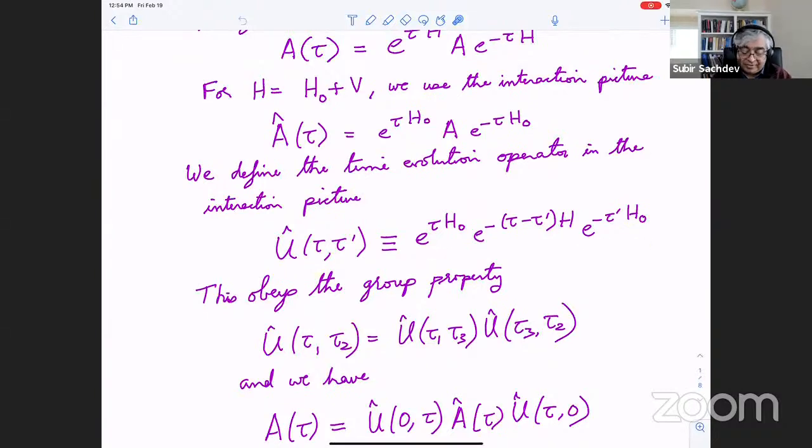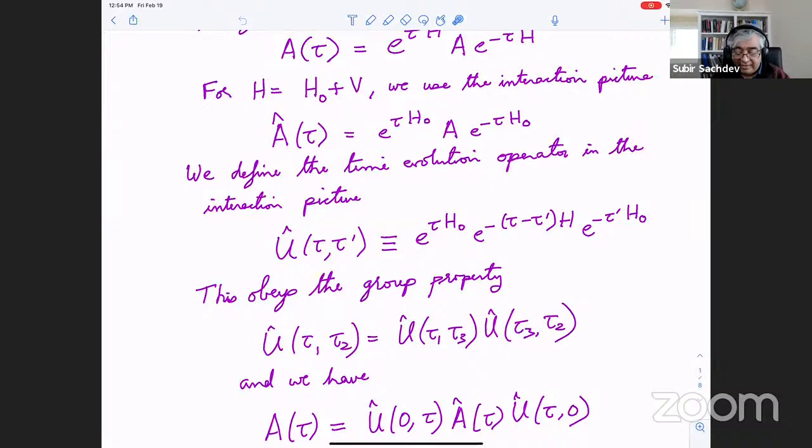Notice I can't commute, the ordering is extremely important, and I cannot take this out here and write them as one common factor of tau minus tau prime times H naught. I can't do that. And so in fact, this operator really depends on two times, tau and tau prime.